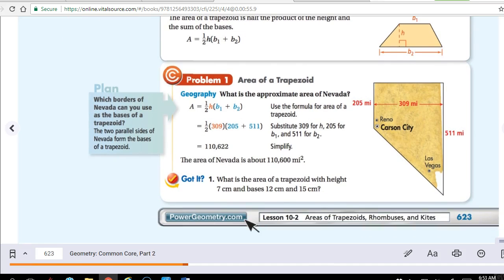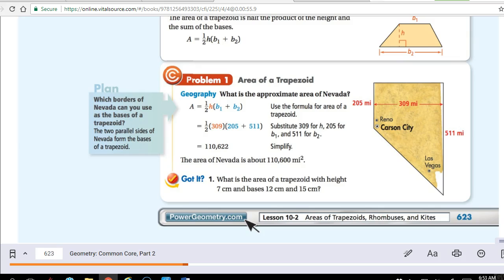Okay, so if that is the case, let me pull this down just a little bit. Let's look at problem 1 on 623. It says find the area of a trapezoid. So we're going to take just the basic formula that we've been given and apply that. So it's going to be 1/2. Again, the height is labeled pretty simply here, but sometimes it won't be. But it's the distance between the two parallel sides. So 309 goes in there.